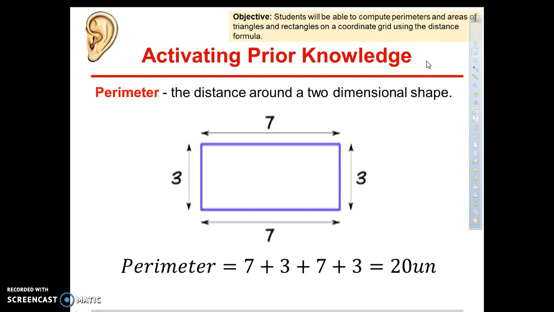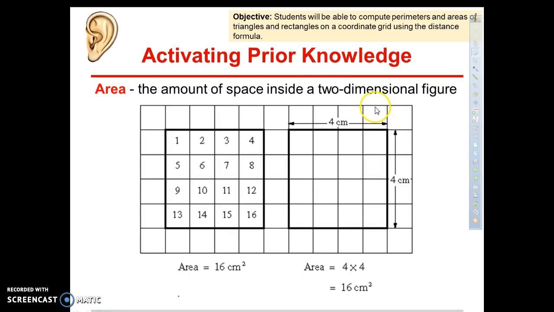For prior knowledge, we're going to talk about perimeter. I want you to remember that the perimeter is the distance around a two-dimensional object. So if I have a rectangle here, I'm going to add the length and the width and the length and the width. So I get 20 units for this rectangle here.